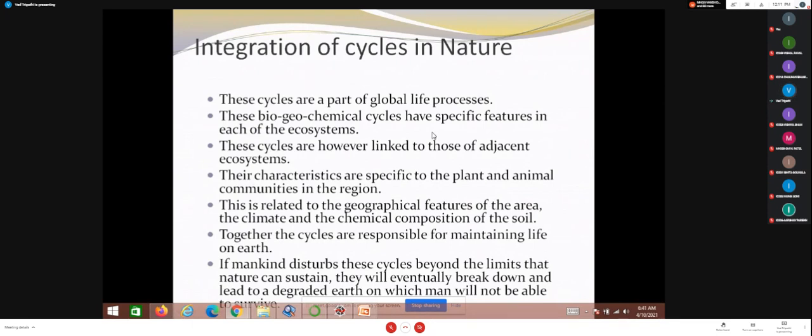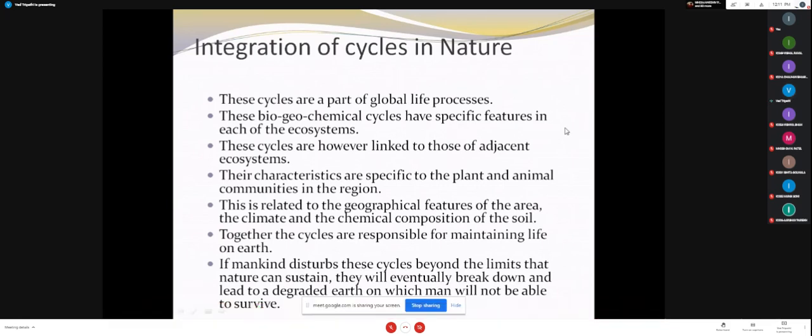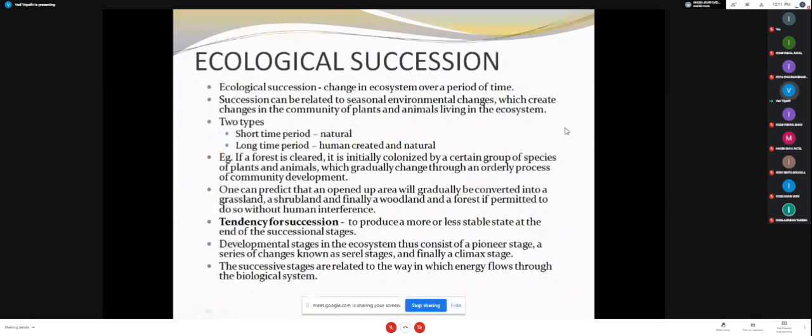And together, these cycles are responsible for maintaining life on Earth. And if mankind disturbs these cycles beyond the limits that nature can sustain, they will eventually break down and lead to a degraded Earth, on which man will not be able to survive. So that's why we should pay attention to what kind of changes we are causing to these natural cycles, and try to live in harmony.